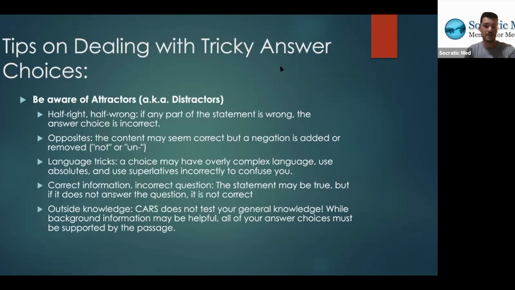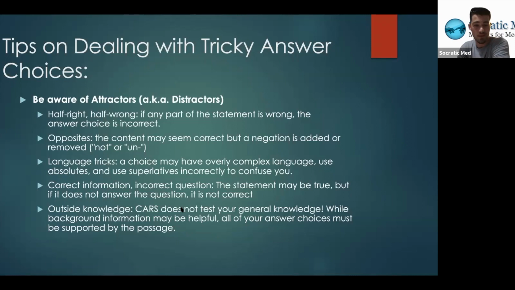So correct information, incorrect answer is another one that's super difficult, because the statement is going to be true, but it's not necessarily answering the question. And if it's not answering the question, it's not the correct answer. So you may come across an answer choice where you're reading it and it sounds right to you, but there's that little voice telling you it's not answering the question. You should listen to that little voice and review the other answers, because you're going to find a better answer. It just comes down to the bottom line that if it's not answering the question, it's not the correct answer.